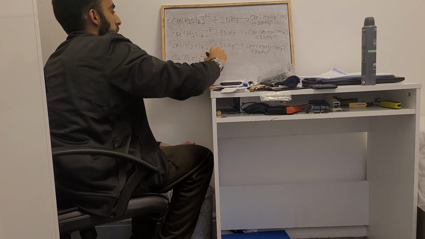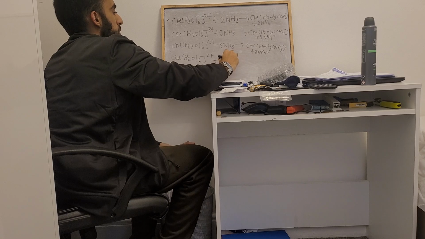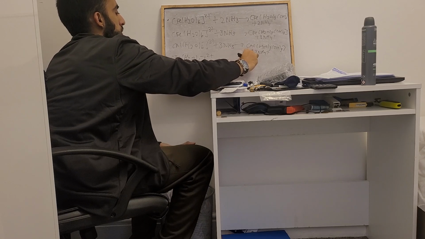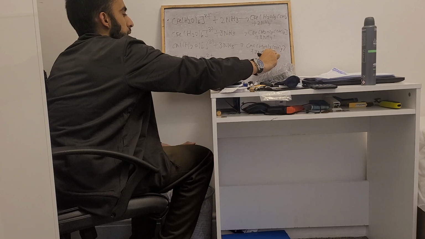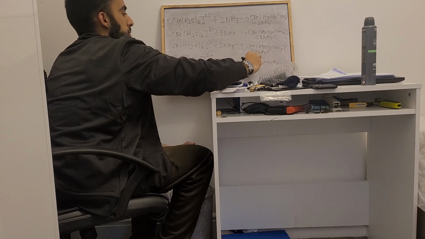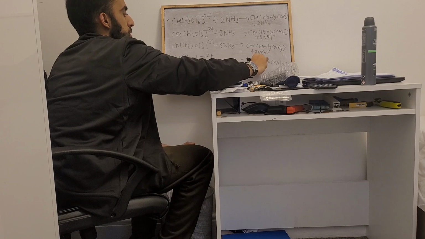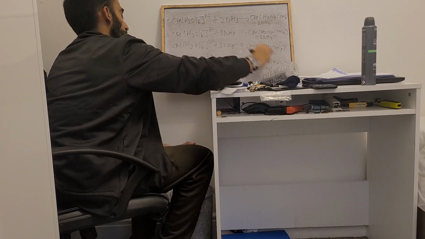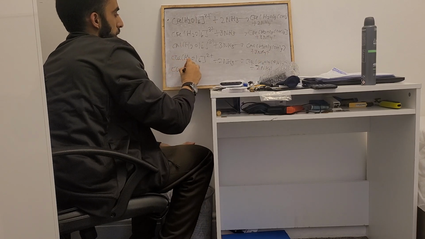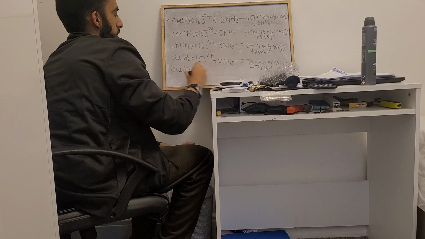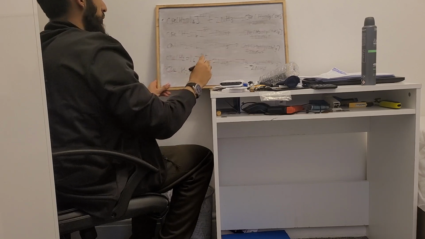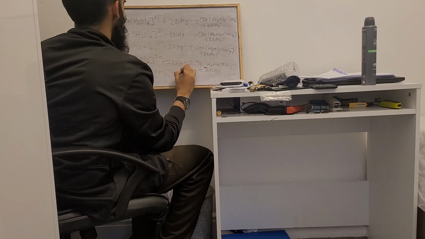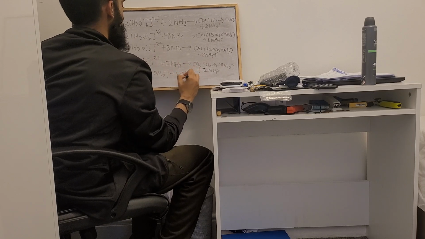Now with copper 2+, plus 2 NH3s to form [Cu(H2O)4(OH)2] plus 2 NH4+, yes. And then you've got another thing, and it is with 4 NH3s. With 4 NH3s, what do you guys think you're going to make?